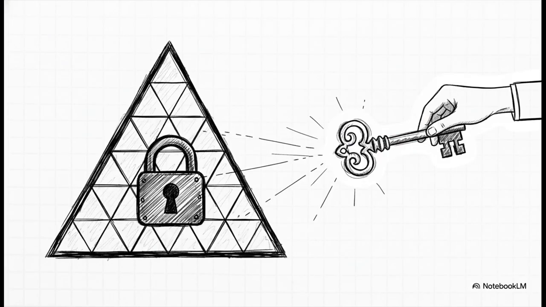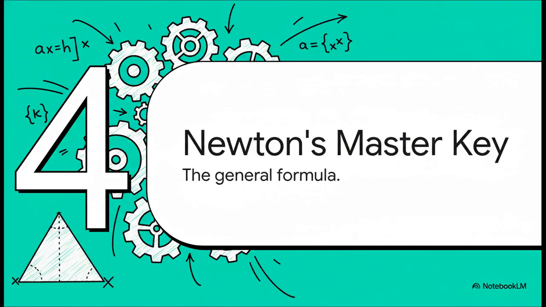Now, what's really wild is that this triangle wasn't new. Mathematicians in Persia, China, and Europe had known about it for centuries. But here's the problem. If you wanted the 100th row, you had to calculate all 99 rows before it. It was Newton who came along and basically created a master key, a way to jump straight to any row you want. Okay, so let's check out this master key.